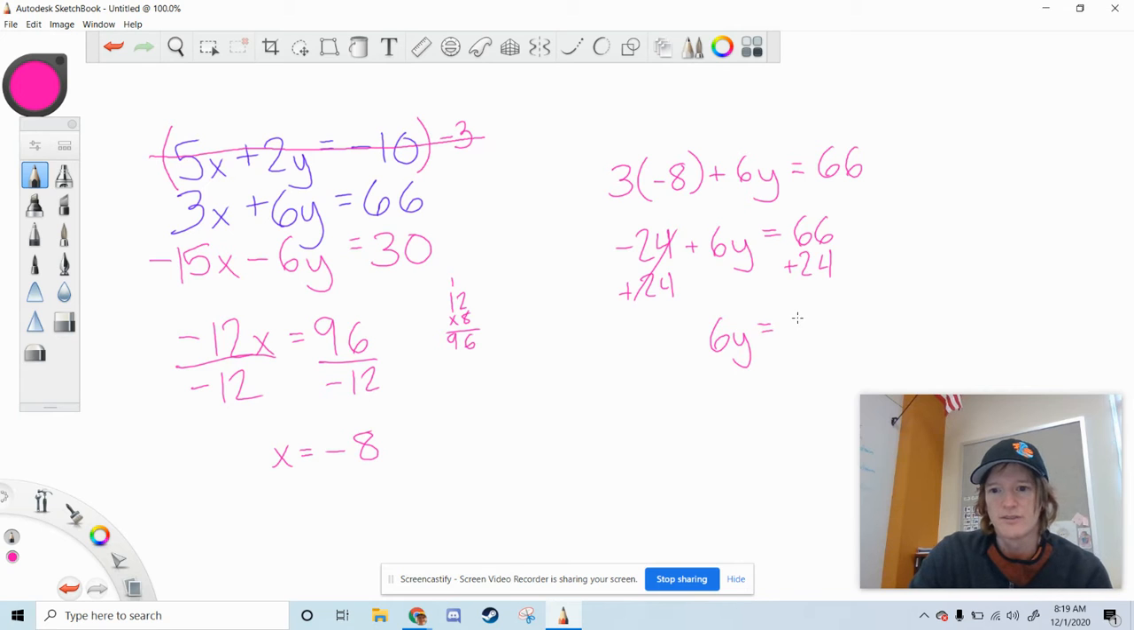6y equals 90. I know that 6 times 5 is 30, and I need 3 of these to make 90. So 6 times 15 is 90. Divide by 6, divide by 6, y equals 15. So we get the point negative 8, 15.